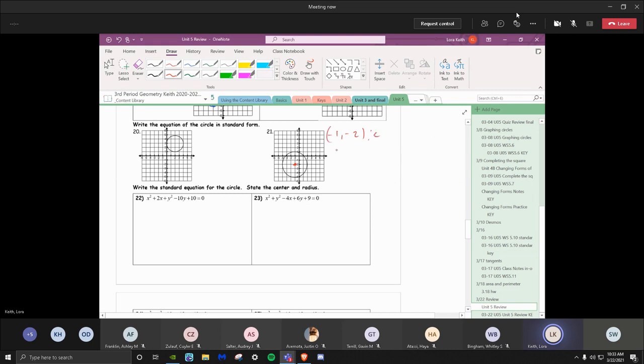And then my radius is going to be, let's count how far away the center is from the edge of the circle. I count over 1, 2, 3. So I have a radius of 3. Okay, now we plug it into our formula. So we do x minus -1, so we get +1. And then y minus -2, so we get +2. And it equals our radius squared, so it equals 9.